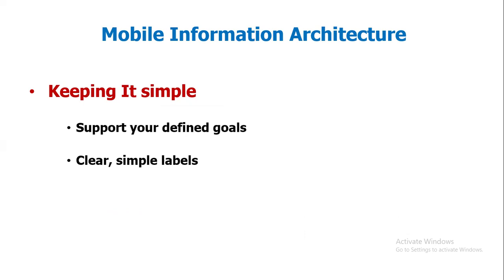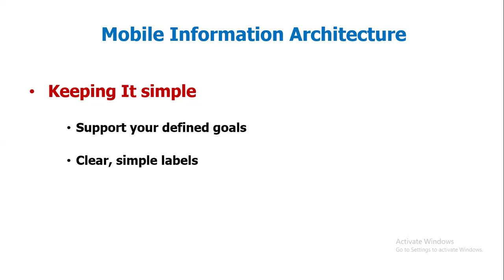The first one is keeping it simple. When thinking about your mobile information architecture, you have to keep it as simple as possible. The first point is to support your defined goals. It means that before defining the goal, people should ask themselves: what need does my application fill? What are people trying to do here? What is their primary goal?